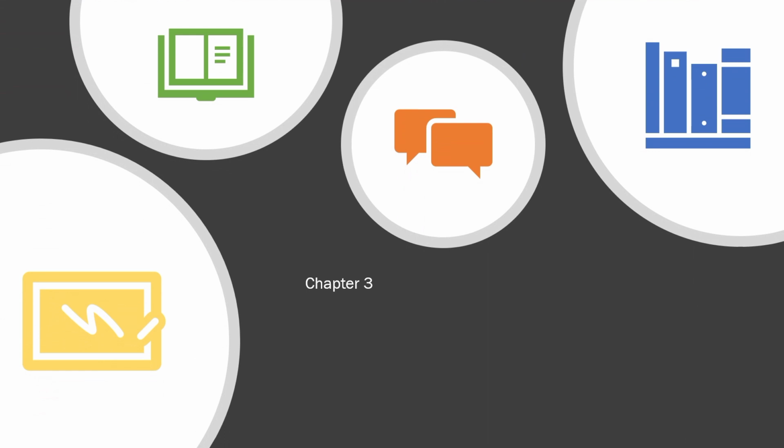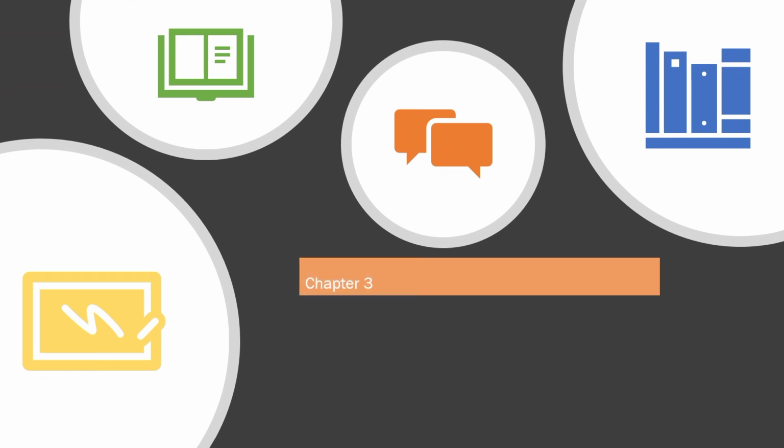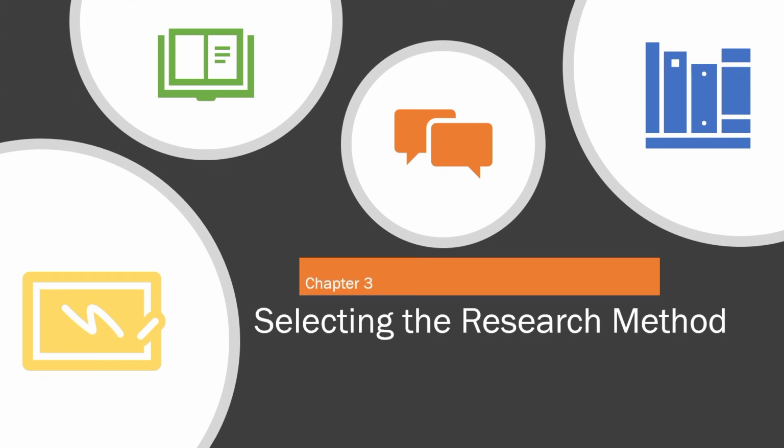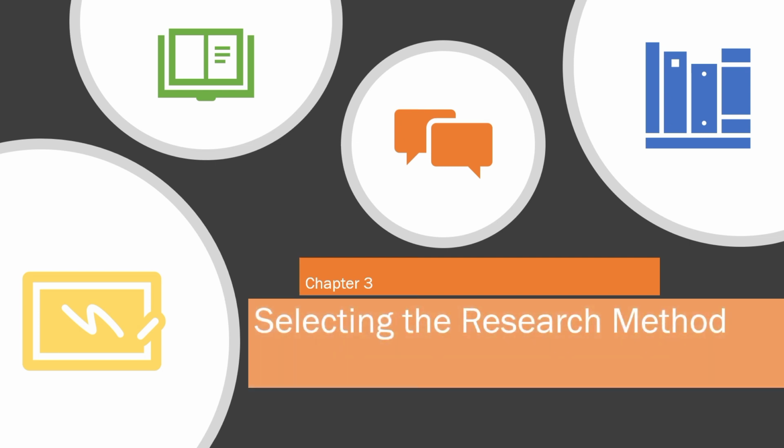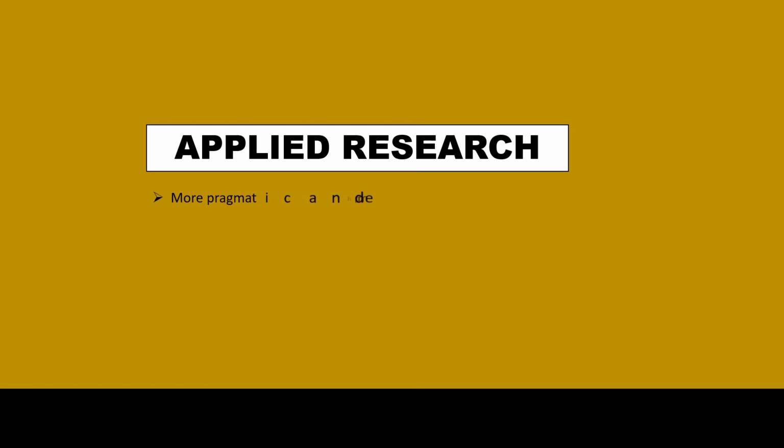We are heading now to our next topic, Chapter 3 of Basic Research Methods for Librarians, entitled Selecting the Research Method. As was noted in Chapter 1, there is a distinction to be made between basic and applied research, but for today's lesson, we are focusing on applied research.